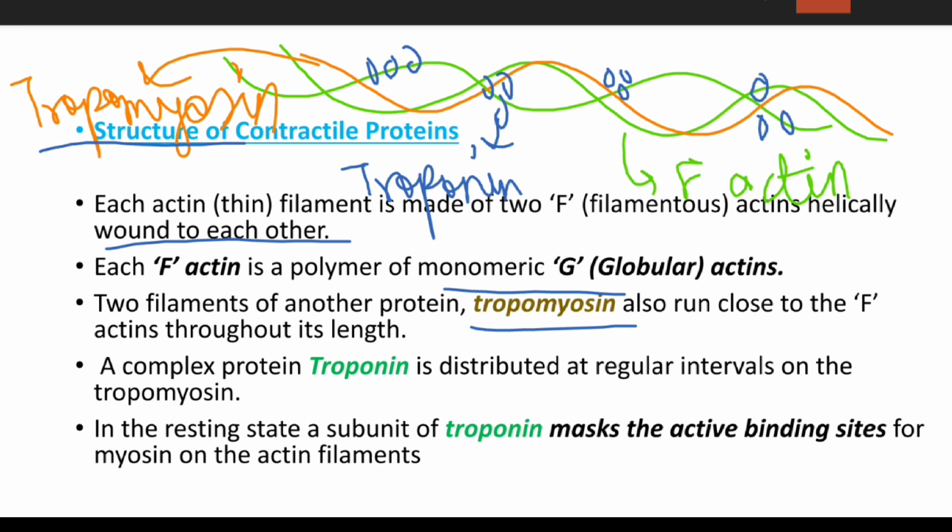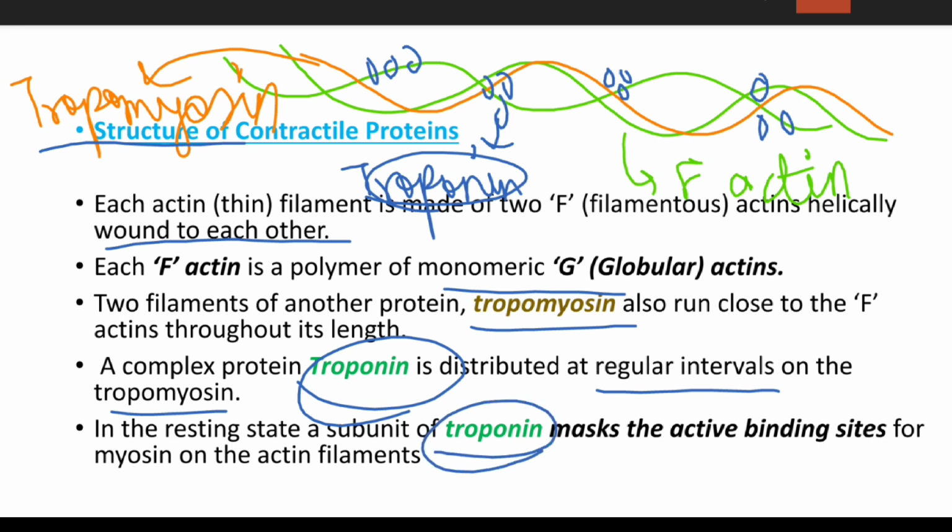So the two filaments of another protein called tropomyosin also run close to the F actin throughout its length. A complex protein called troponin is distributed at regular intervals on the tropomyosin. In blue, which I have marked, is the troponin. So in the resting state, the subunit of the troponin masks the active binding sites of the myosin on the actin filament.